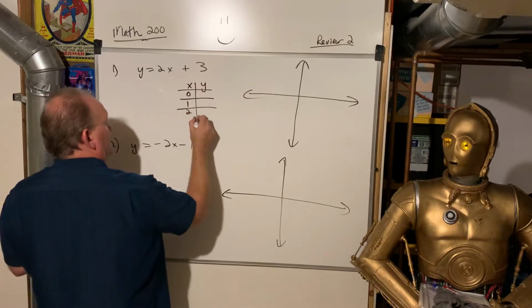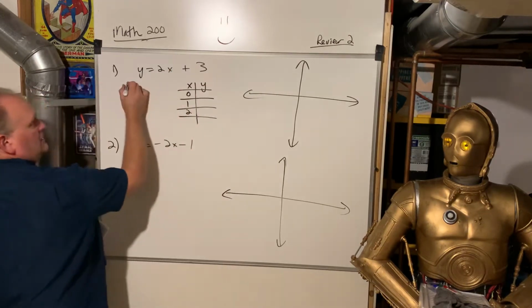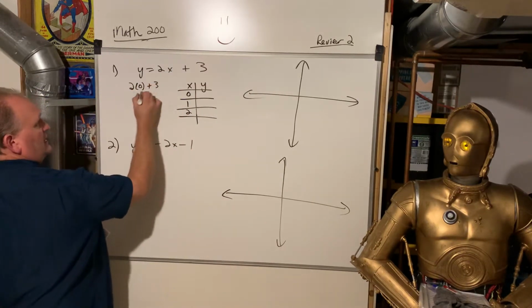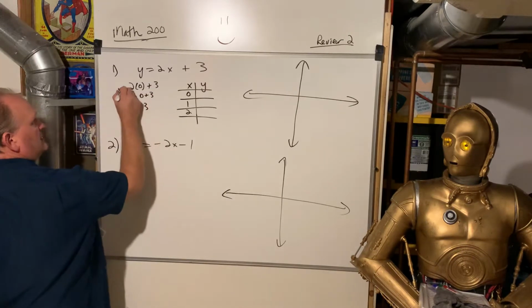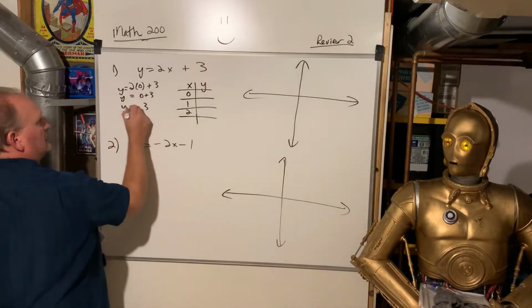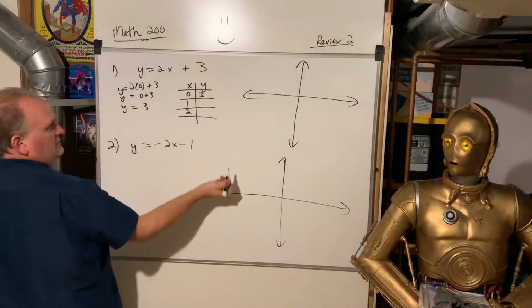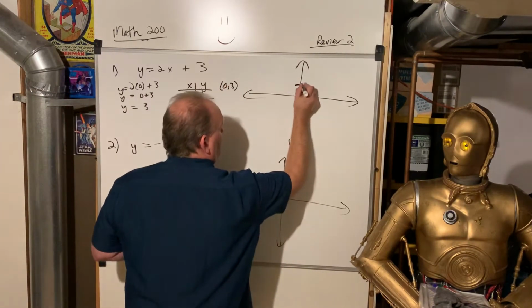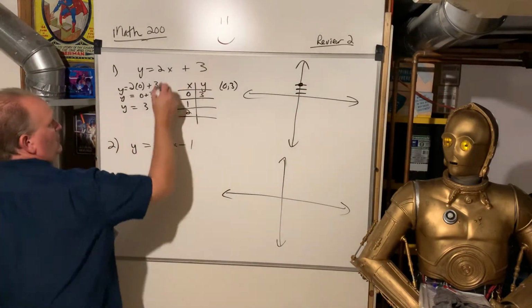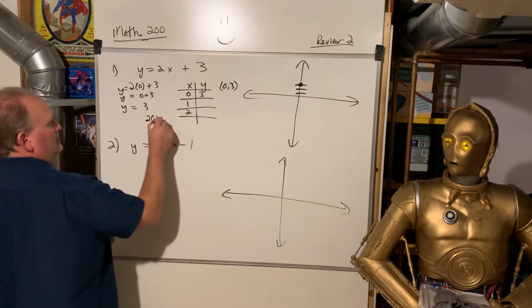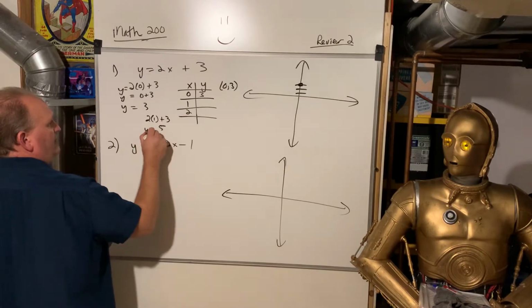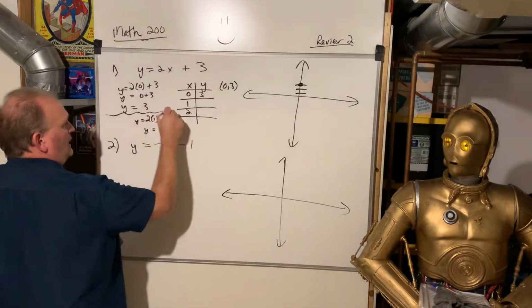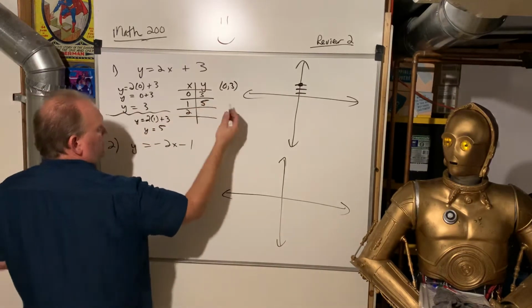That's fine. You put in 0, 2 times 0 plus 3, that's 0 plus 3, that's 3. So that's what y equals. When x is 0, y is 3. So 0, comma 3 is a point on the graph. Pop in a 1. 2 times 1 is 2, plus 3 is 5. So y is 5 when x is 1.